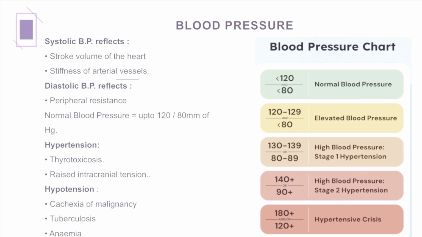Hypertension mainly leads to thyrotoxicosis and raised intracranial tension, and hypotension mainly leads to tuberculosis, anemia, functional complications, and cachexia of malignancy, mostly in ENT cases.